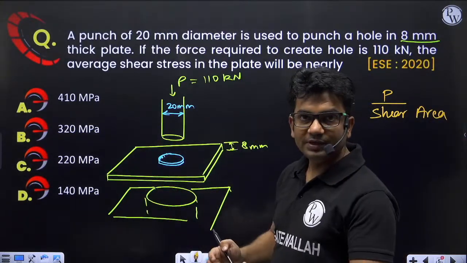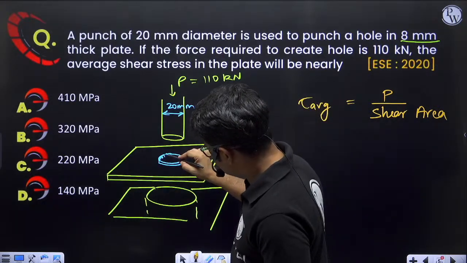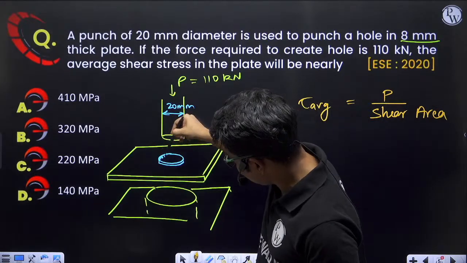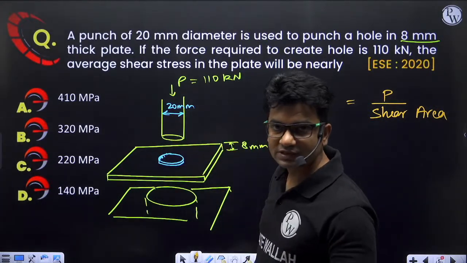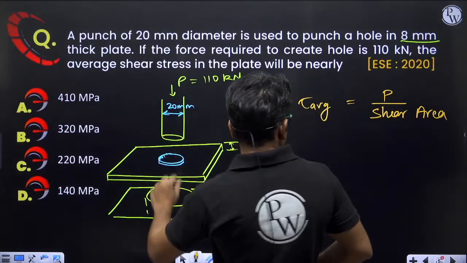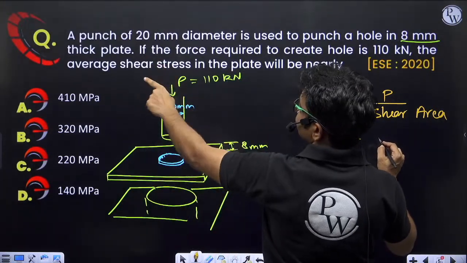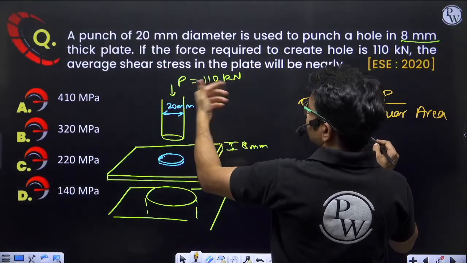Now how much will be the shear area on this plate? Shear area will be pi d into thickness. Pi d is the circumference of the circle, and t is the thickness of this plate. So for average shear stress, what is the force? Force we have to calculate.